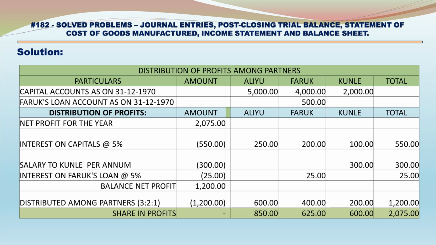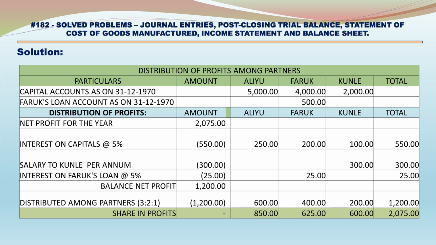Solution. Distribution of profits among partners. Particulars, amount, Aliyu, Farooq, Kunle, total. Capital account as on 30th December 1970: Aliyu 5000, Farooq 4000, Kunle 2000. Farooq's loan account as on 30th December 1970: Farooq 500. Distribution of profits. Net profit for the year 2075.